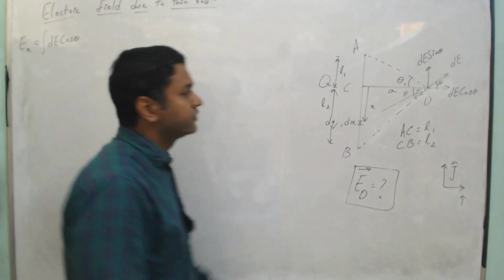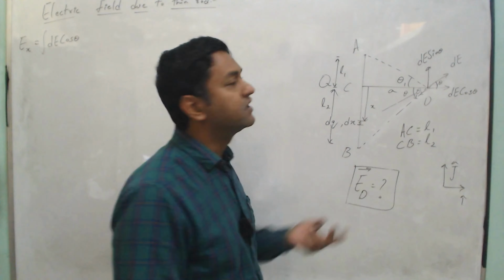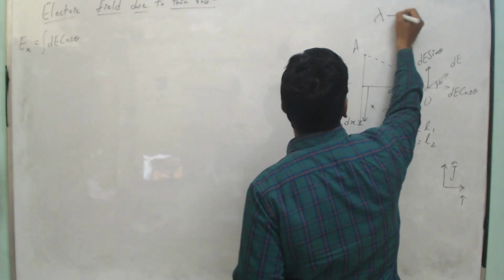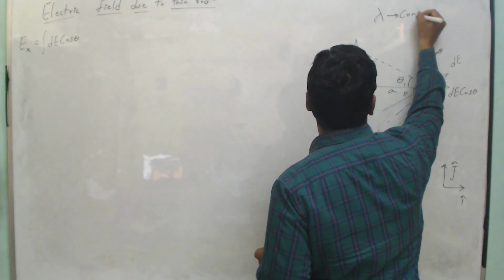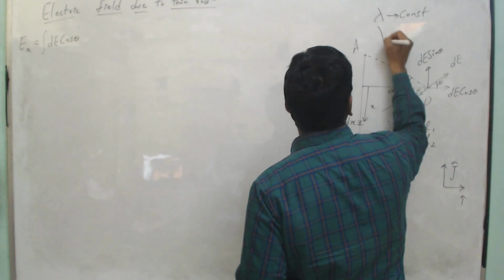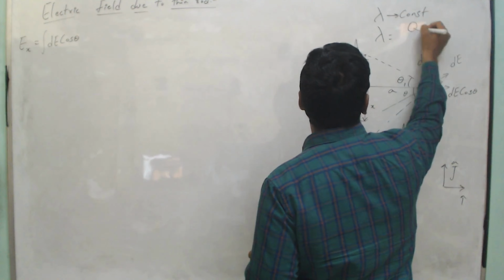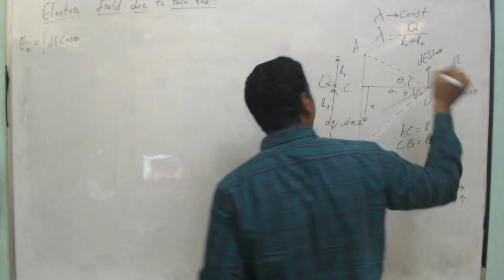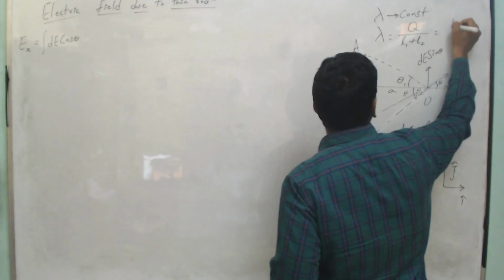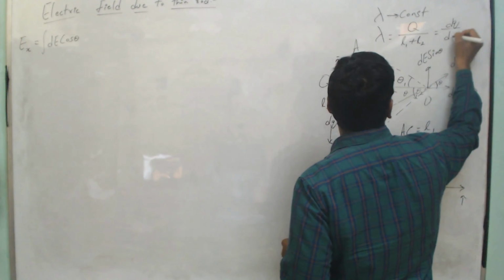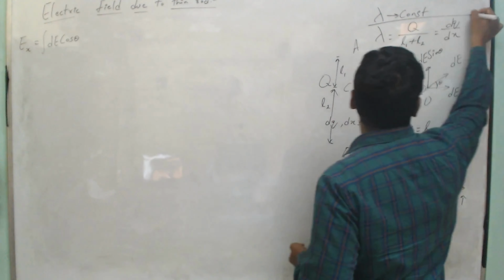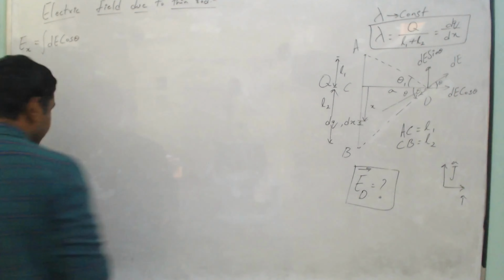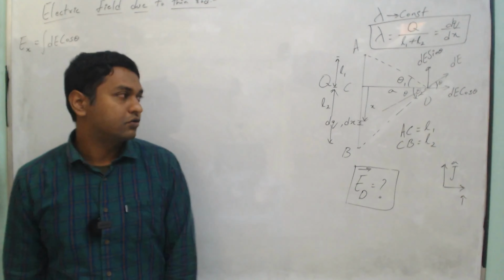Also, I am just defining, we said uniform. That means lambda is constant, right? And that lambda will be what? Total charge upon L1 plus L2. And it also will be small dq upon dx. Just I am defining it so that we can use it while we are solving the problem.